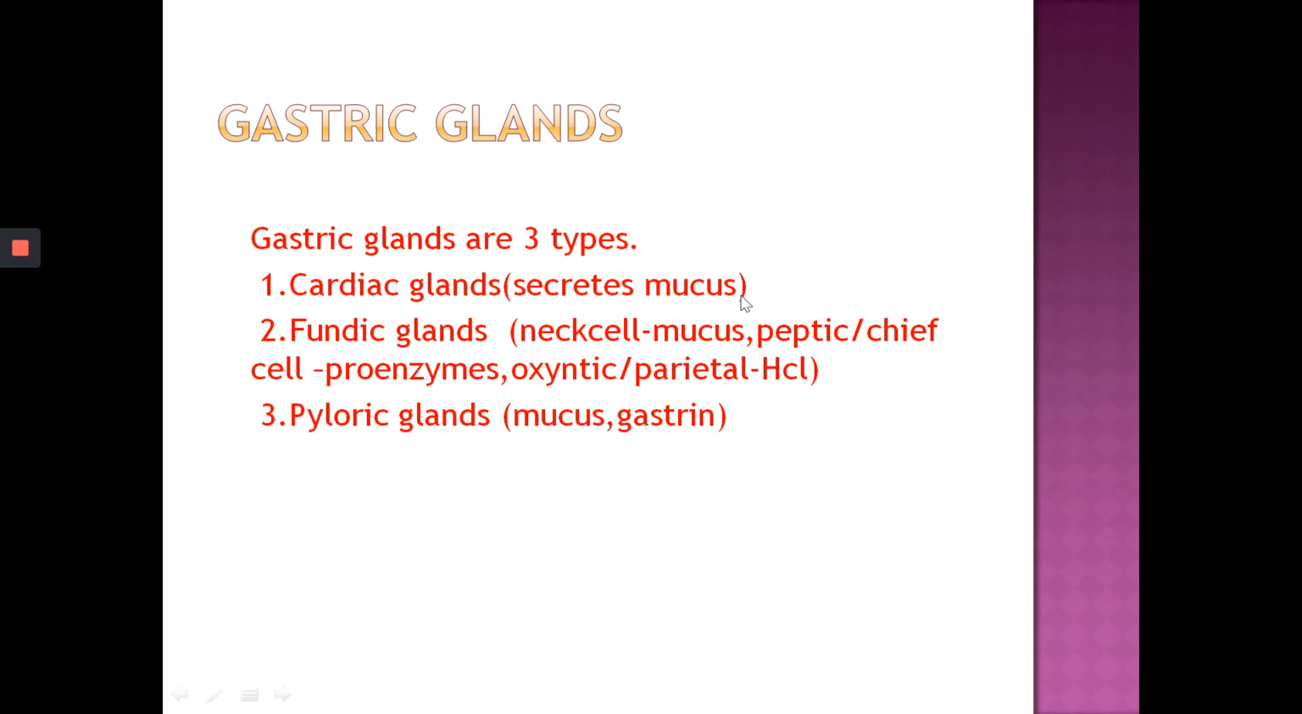These glands are present in the mucosa layer of the stomach wall. These glands are present in the mucosa of the wall of the gut or stomach. The pH value of the gastric juice is 1.8.